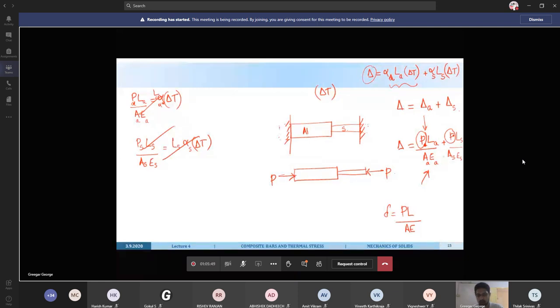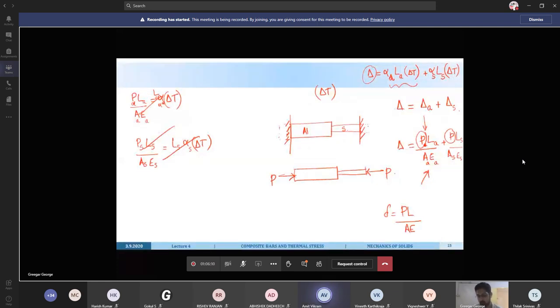Yes, sir. Maybe I will try to explain once more, sir. Sir, I just want to ask whether the reaction forces of both will be the same, or the stresses developed will be the same. The tensile forces will be the same. Stresses will be different because they have different cross-sectional areas.